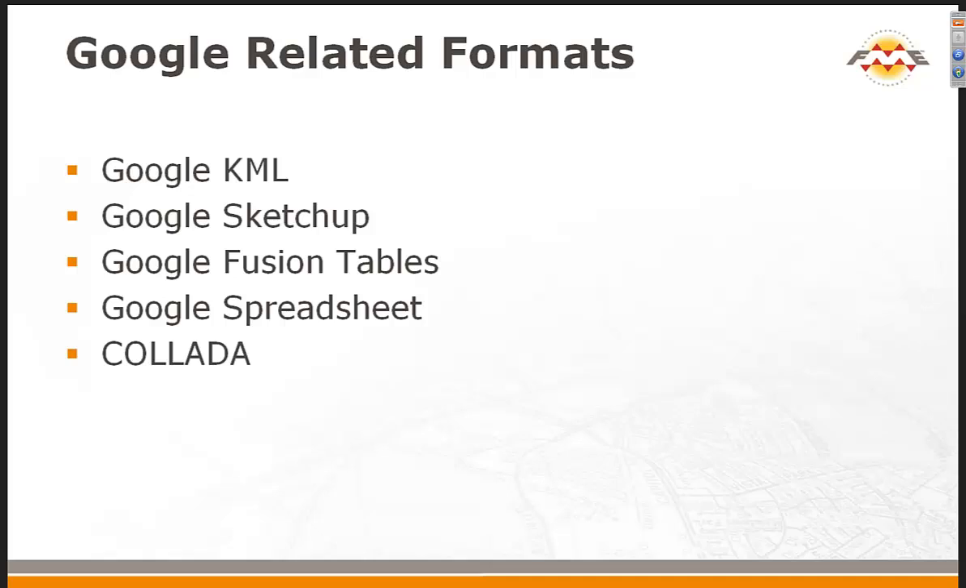We can see we've got some formats here. We're going to spend most of our time today talking about KML, but there are a number of related formats. There are 3D formats such as SketchUp and Collada, so you can include models within KML and do 3D that way. And then there are the online formats, Google Fusion Tables and Google Spreadsheet. That's another handy way to put your data in the cloud and incorporate it into your Google Maps.